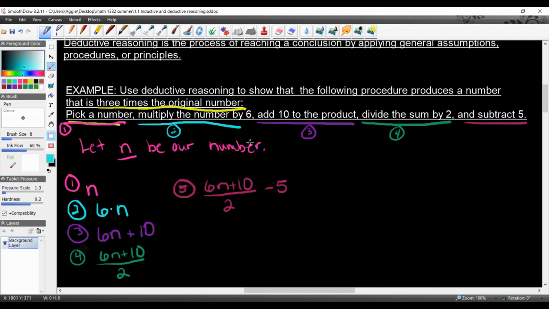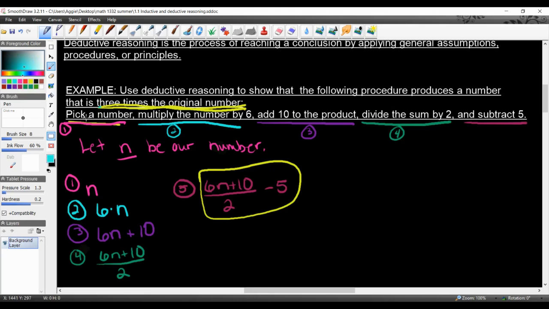So now from here, we are trying to see, what does it say? We want to use deductive reasoning to show that the following procedure produces a number that is 3 times the original number. So this right here is what we're trying to prove, 3 times the original number. I need to do a little bit of work because this looks like a royal mess. So let's do a little bit of math work here.